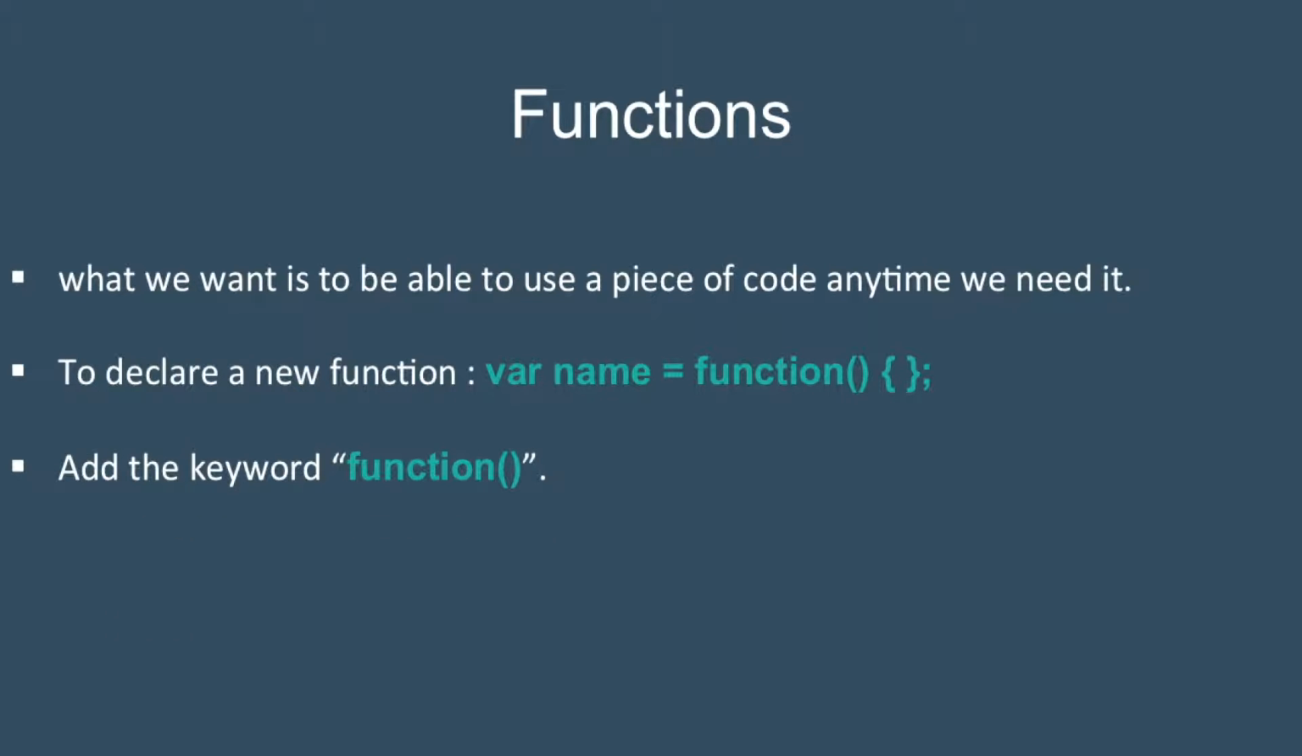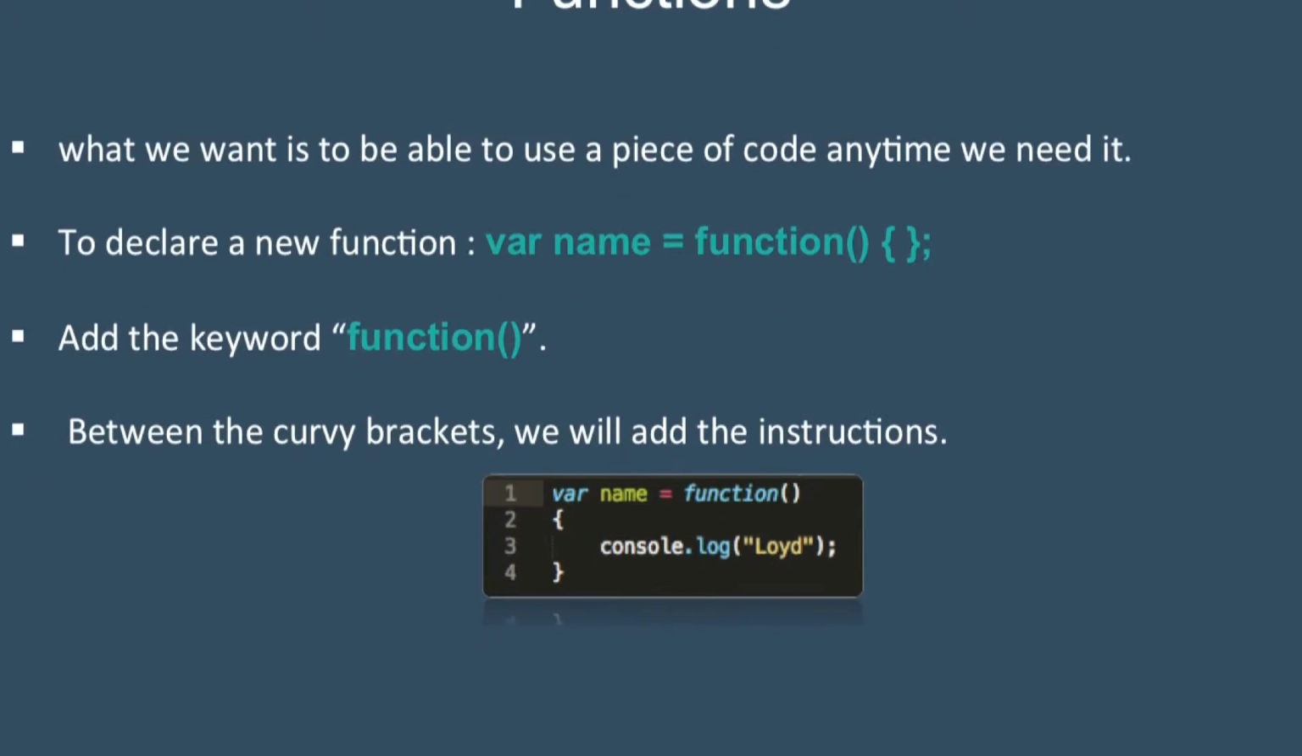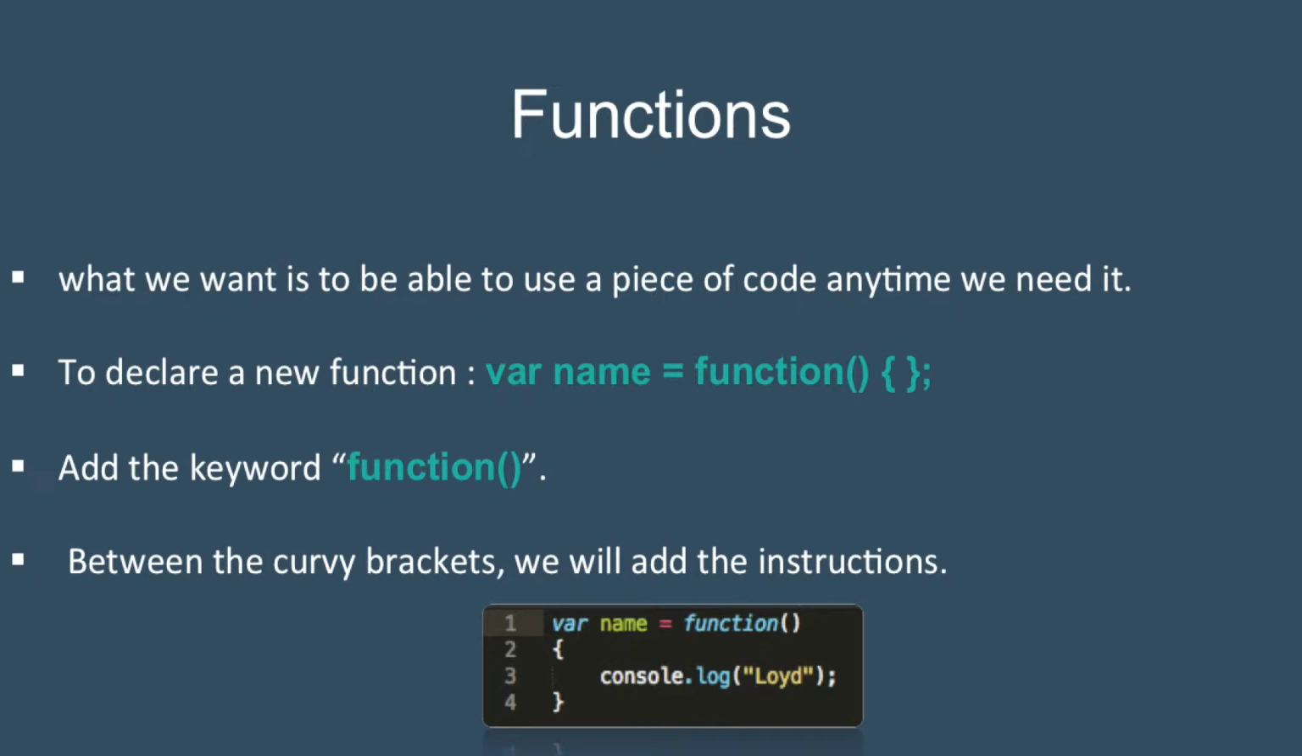As you can see, I added the instruction function parentheses to tell JavaScript the object name is a function. Between the curly brackets, we will add the instruction we want to execute each time we call the function. Our function will look like this. Note that console.log is just an instruction to display something on screen. We will not need it in this exercise.